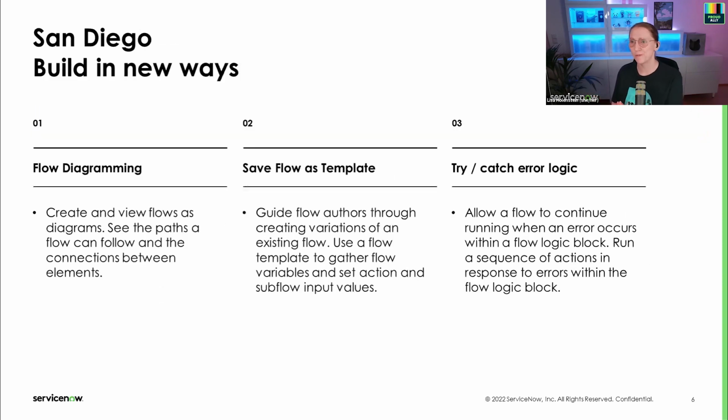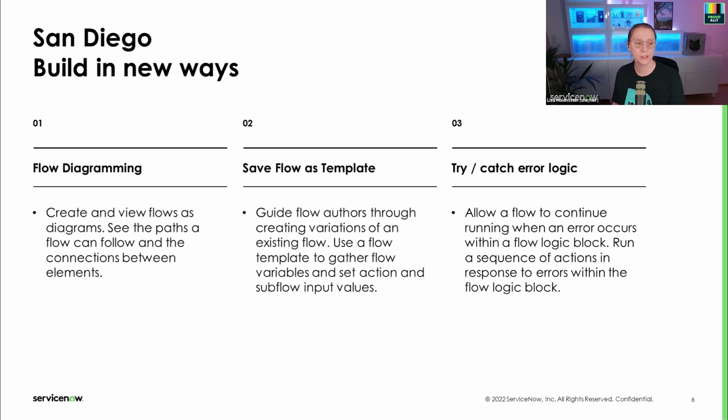So San Diego, released in March this year, brought us more options to build in new ways. This is the very first release that we have the option for flow diagramming, and it allows you to see the path that your flow can follow and the connection between the elements. And developers being able to save scope flows as reusable templates is extra powerful because it will improve accessibility for your low and no code developers.